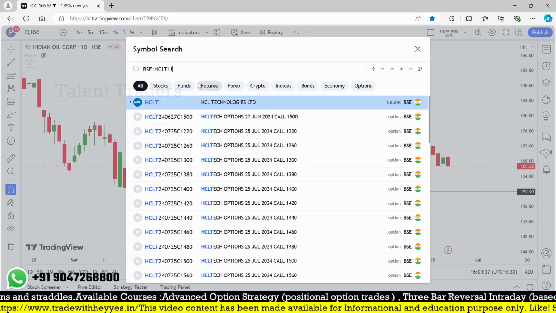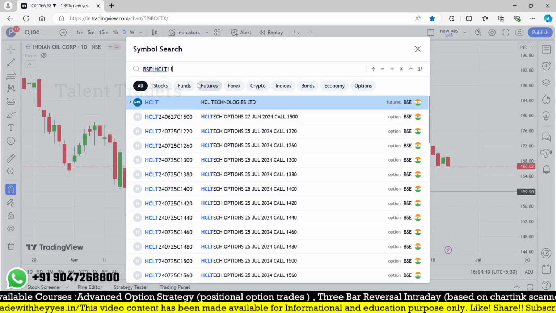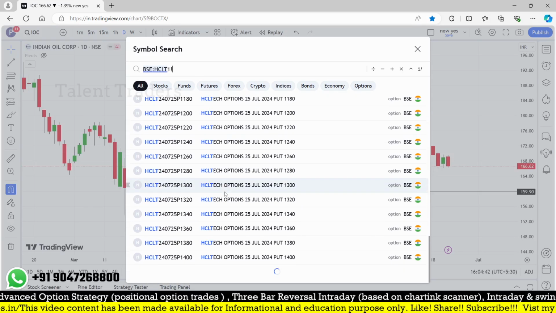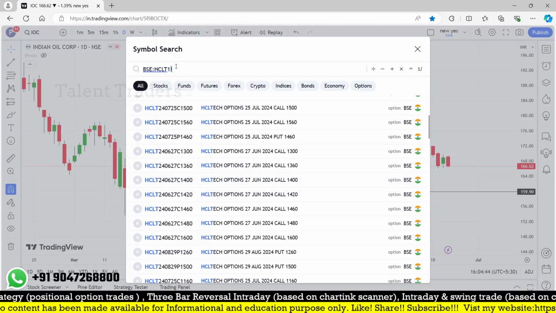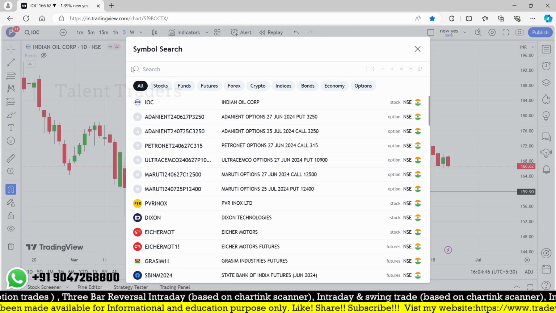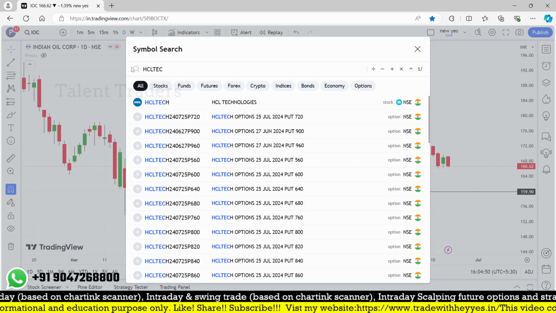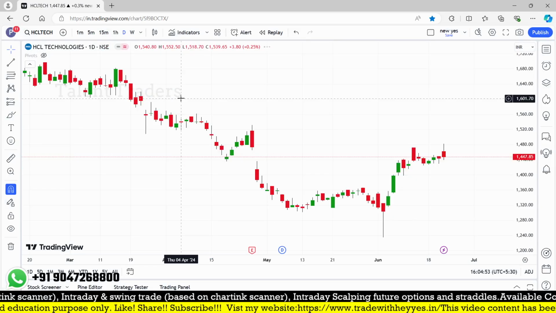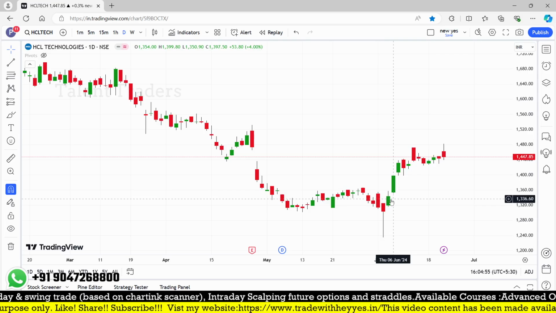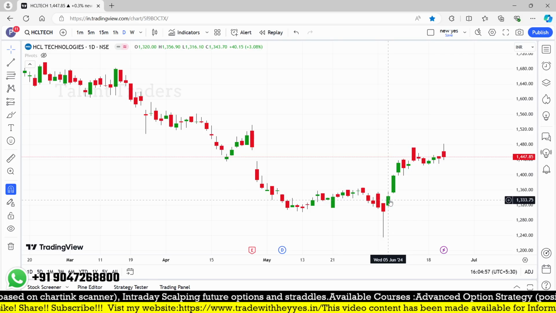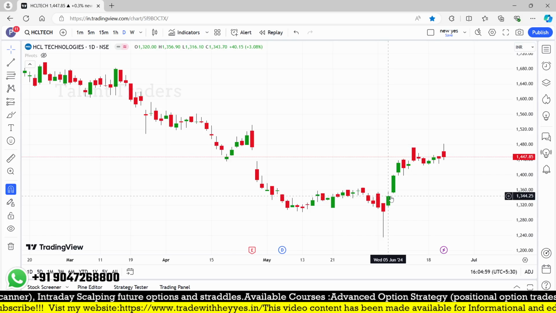This is one more swing scanner. Okay, HECL, take NSE. Let's see, very quick. So on the 5th of the month, you can see we have an opportunity on the closing basis itself. We can try for an opportunity.